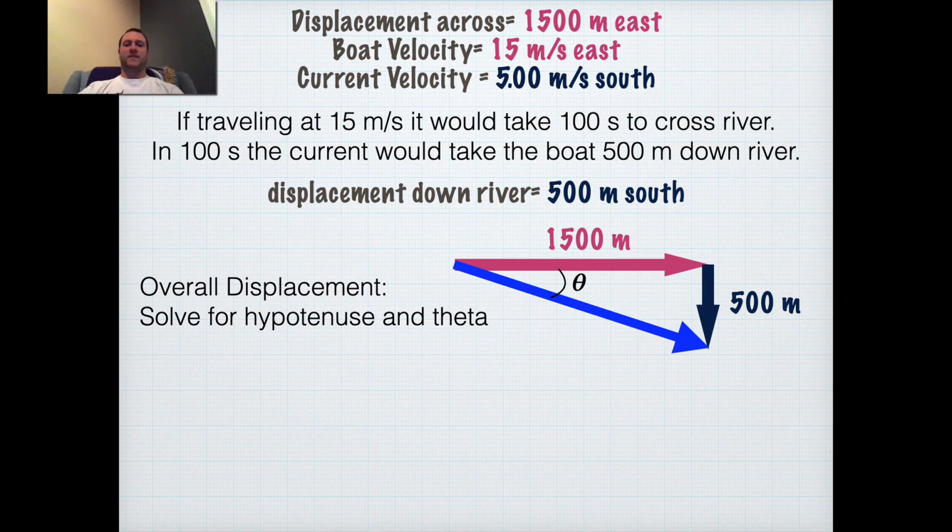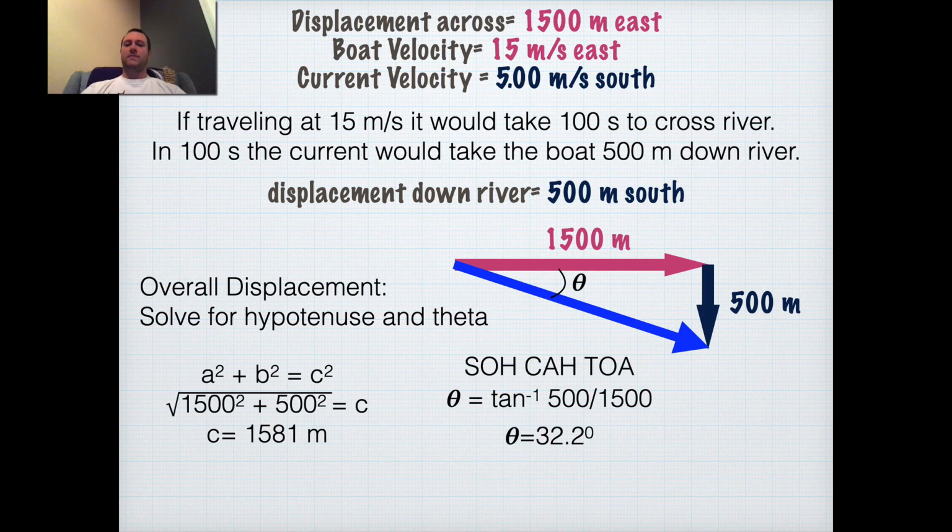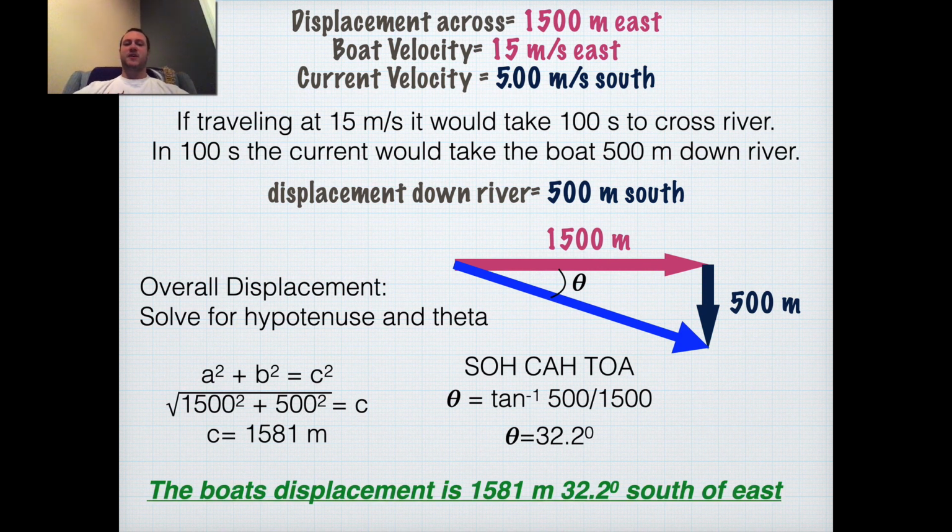And then note the resultant vector, which is going to give us the overall displacement of the boat. That blue vector is tail to tail on the east-west vector and tip to tip on the north-south vector. So to get the overall displacement, we would find the hypotenuse of this right triangle, and then our direction is going to be aided by finding theta. So Pythagorean theorem is going to get us each one. So we would say that the displacement is 1,581 meters, 32.2 degrees south of east. And again, that's just a Pythagorean theorem followed by a SOHCAHTOA.